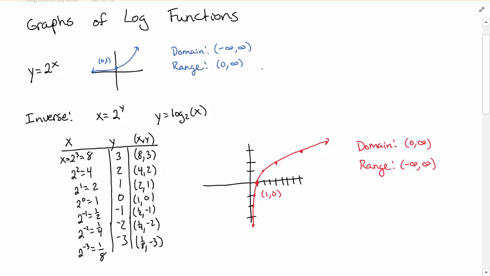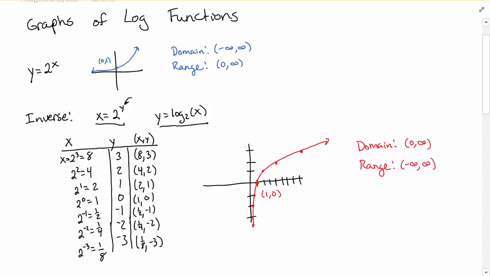We had mentioned that logs are the inverses of exponentials. So to find the inverse, you interchange your variables. So the inverse is x is equal to 2 to the y. And then you're supposed to solve for y, which is really hard to do until logs were invented. So x is equal to 2 to the y means exactly the same thing as y is equal to log base 2 of x. In other words, log base 2 of x is the power that you raise 2 to get x.